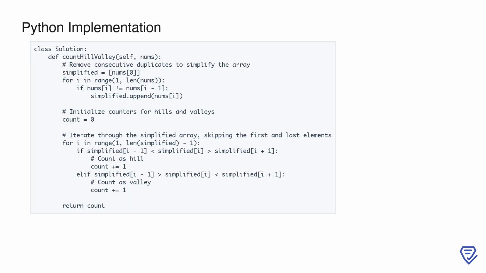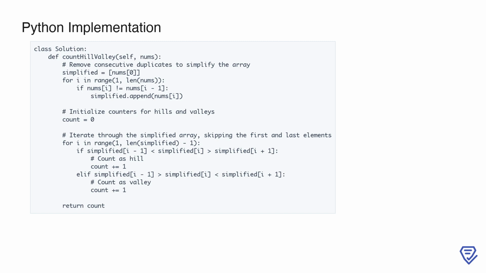This solution to the problem count hills and valleys in an array begins by simplifying the input array. Consecutive duplicate values are redundant for determining hills or valleys, so they are removed. The simplified list is created by iterating through the input array nums and adding only unique consecutive values. For example, an array like 2, 2, 3, 3, 3, 4 is converted to 2, 3, 4.